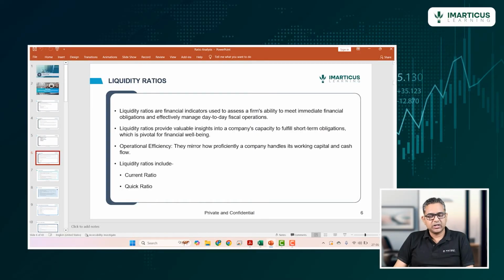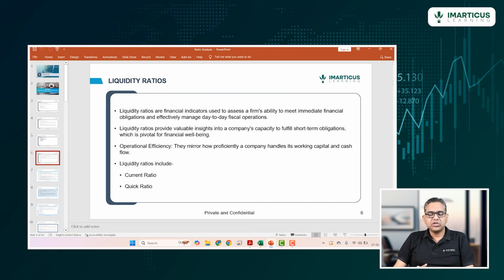Current liabilities here, right? So what is the ability of the company to fulfill its short-term obligations or current liabilities? That is captured through liquidity ratios. Liquidity ratios are financial indicators used to assess a firm's ability to meet immediate financial obligations and effectively manage day-to-day fiscal operations.